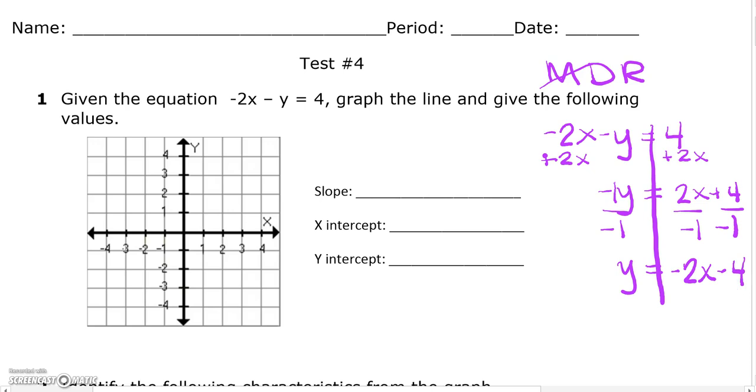From that, you can find your slope, which is your m value, and your y-intercept, which is b. So you just have to remember y equals mx plus b. And remember to write your y-intercept as a coordinate. And then to find the x-intercept, once you have m and b, you can graph it. So graph your line and then see where it crosses the x-axis.